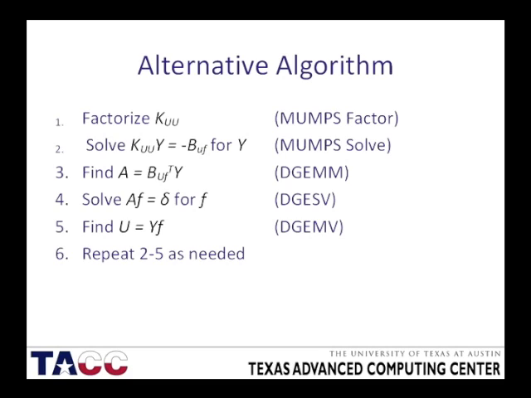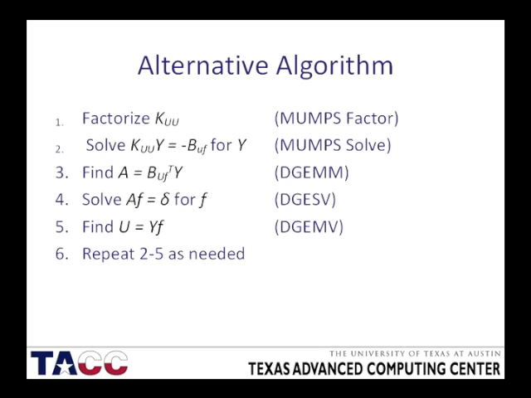So what we ended up with was designing an alternative algorithm to do this solution that consists of factorizing K, which is the static part of the full matrix, solving an intermediate system, Ky equals minus b, where b we have to assemble for every load. But now, because we have the factors and we're just calling MUMPS for the solve, we are reusing those factors every time we do this for every load.